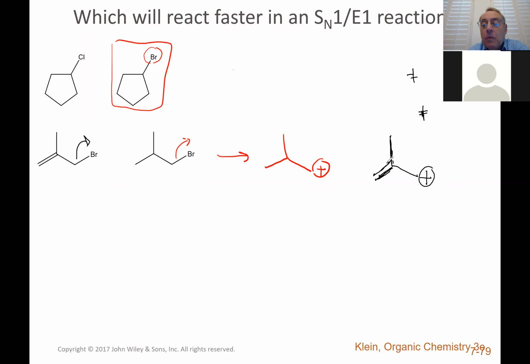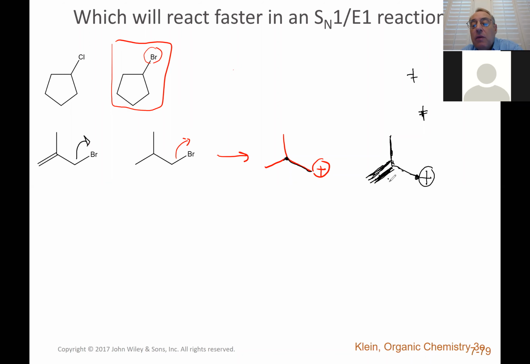Okay, so we form that carbocation. So which one is more stable? This is a primary carbocation, one carbon attached. This is a primary carbocation, but we can't forget what we've learned before. This is an allylic carbon. It's a carbon attached to a double bond. And so this is an allylic positive charge, and that's one of the resonance patterns.